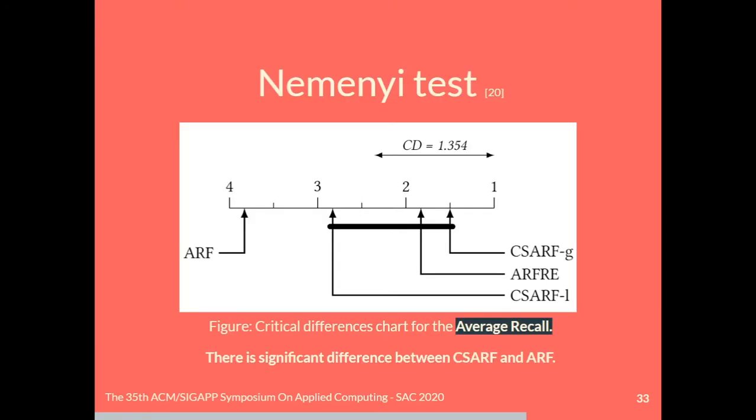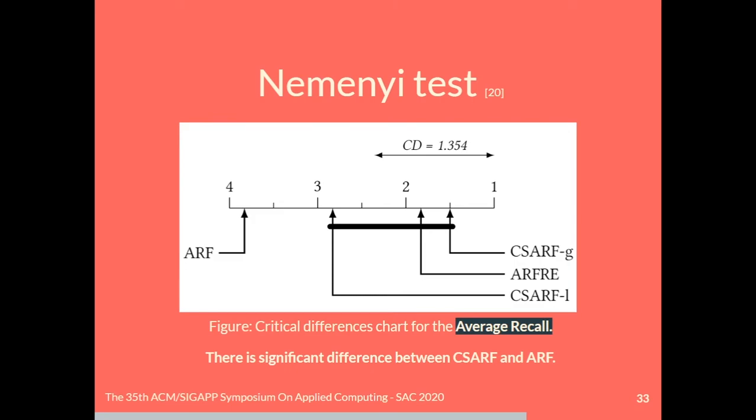Well, we did the Nemenyi test to verify if there is a statistically significant difference between the algorithms evaluated in each metric. For a confidence level of 95%, CSARF Global is the best among the other approaches evaluated in average recall. It has the first rank here. For this metric, both CSARF Global and ARFRE with resampling present a statistically meaningful difference when compared with the original ARFRE.